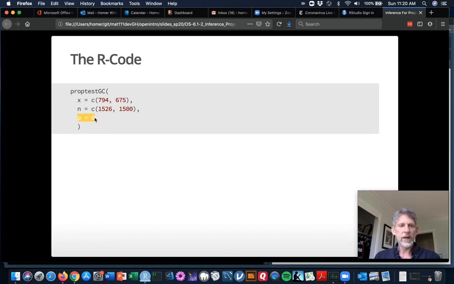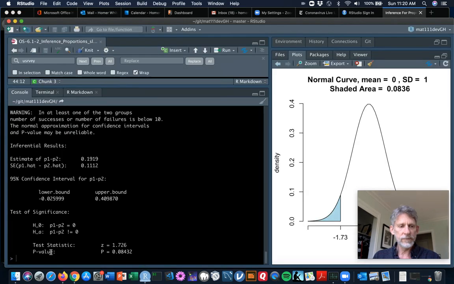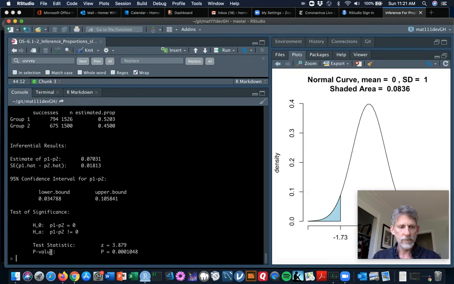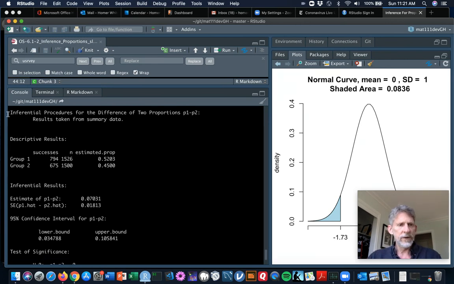And if you want the hypothesis test, you've got to provide the null value to R. You do that with the parameter P. So I'm going to go ahead and copy paste and run this. And here we go. Inferential procedures for the difference of two proportions, results taken from summary data.